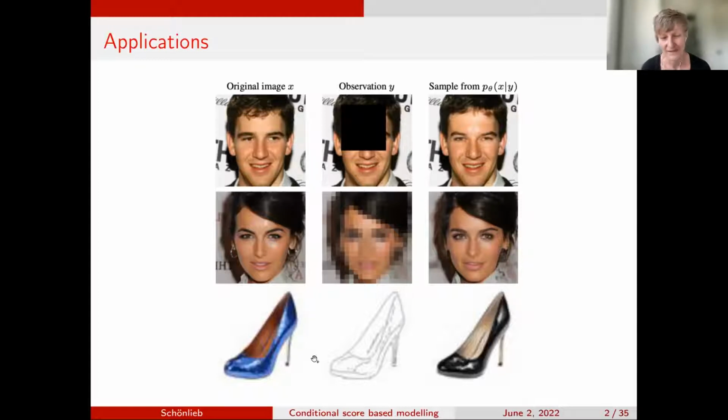Or this is actually the example that Georgios started off with. This shoes data set, this followed us for quite some time, is the idea that you have a sketch of a shoe or anything. You have a sketch of something and you want to colorize it. And again, you can think of this as a conditional generation task. Yeah, and please also interrupt me anytime if you have a question.